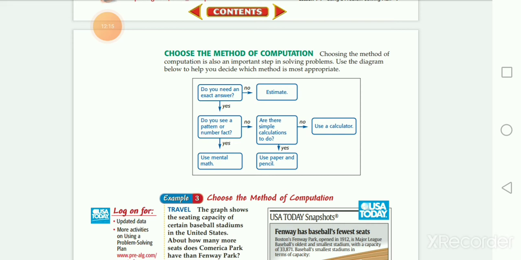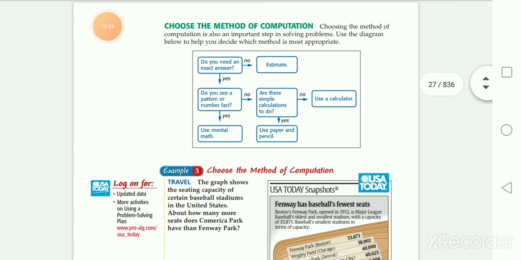Okay, so choose the method of computation. Choosing the method of computation is also an important step in solving problems. Use the diagram below to help you decide which method is most appropriate. Do you need an exact answer? If yes, do you see a pattern or a number fact? If yes, use mental math.